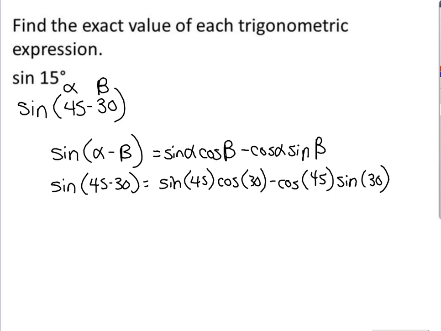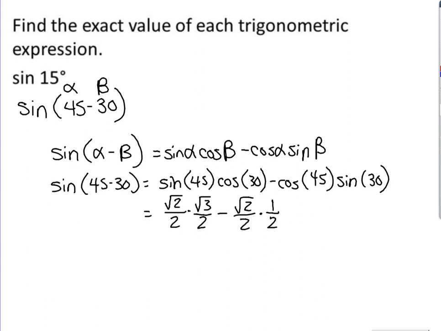And this is where you're going to look at your unit circle. Remember, sine is the y-coordinate. The y-coordinate at 45 degrees is radical 2 over 2. Cosine is the x-coordinate. The x-coordinate at 30 degrees is radical 3 over 2. The cosine, or the x-coordinate at 45 degrees, is radical 2 over 2. And the sine, or the y-coordinate at 30 degrees, is equal to 1/2.